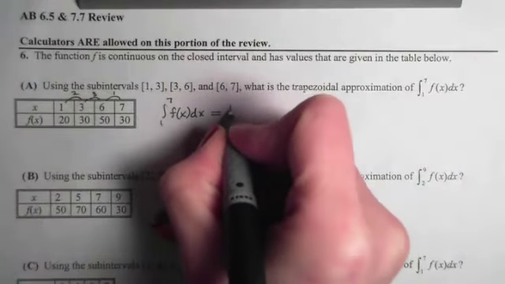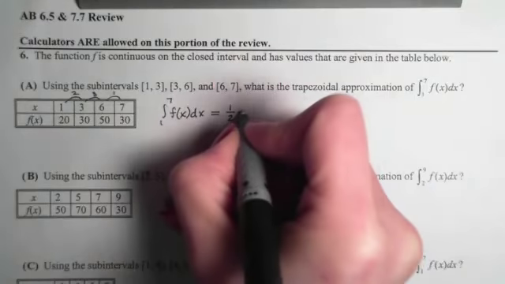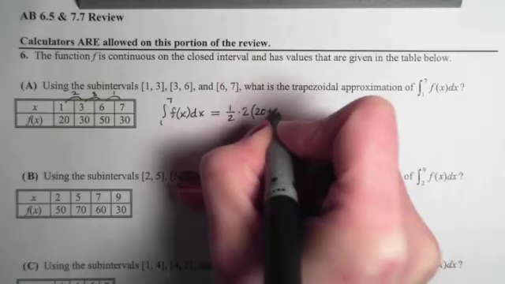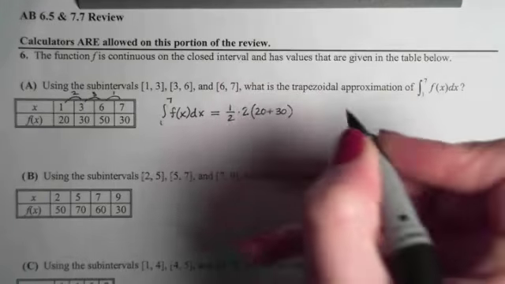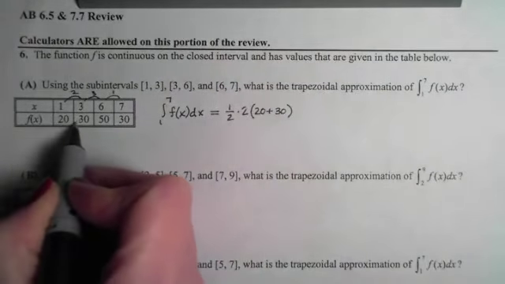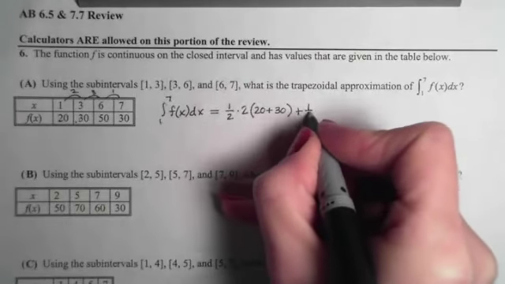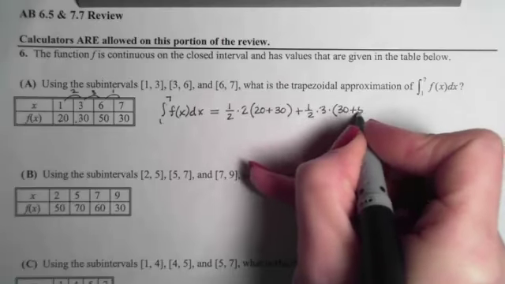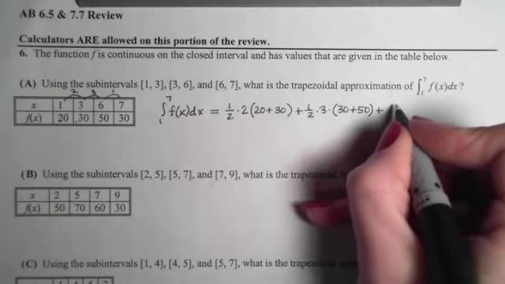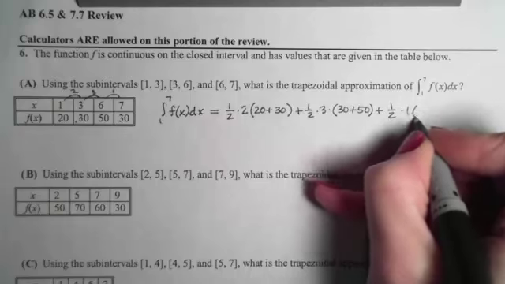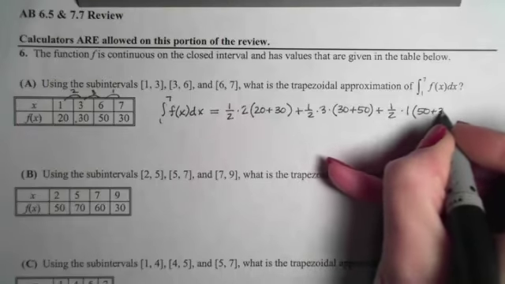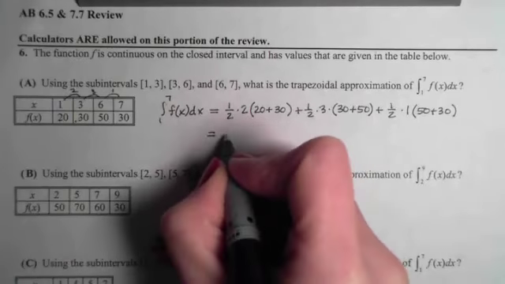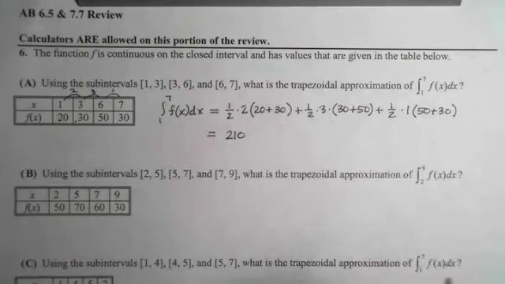So I will have a 1/2 times the delta x of the first one, which is 2, times its height plus its height. That's my first trapezoid. Comes from these 2 points. My next one would be a 1/2 times 3 times its 2 bases. And last, I'll have a 1/2 times a 1 times its 2 bases. Multiply all that out, and we'll get 210.